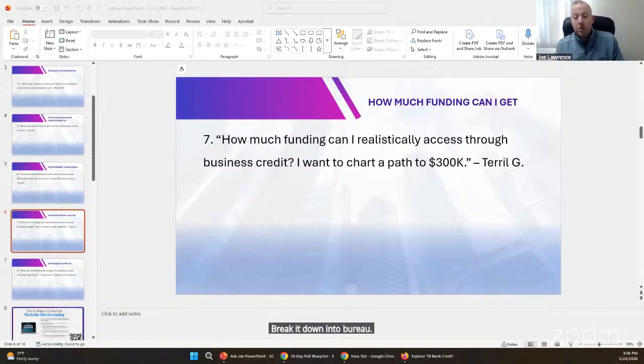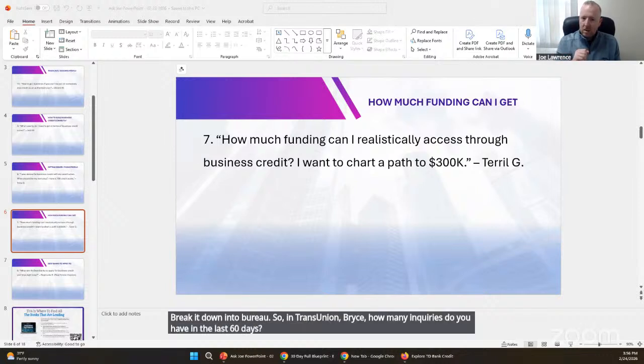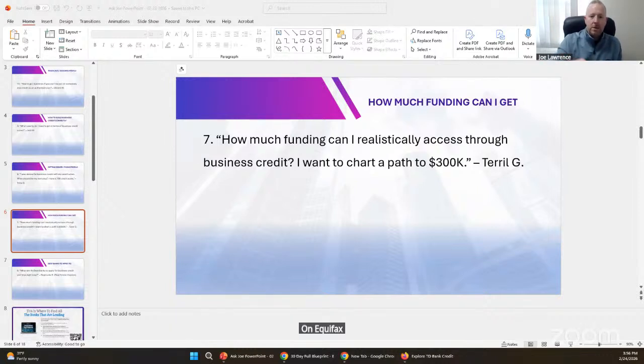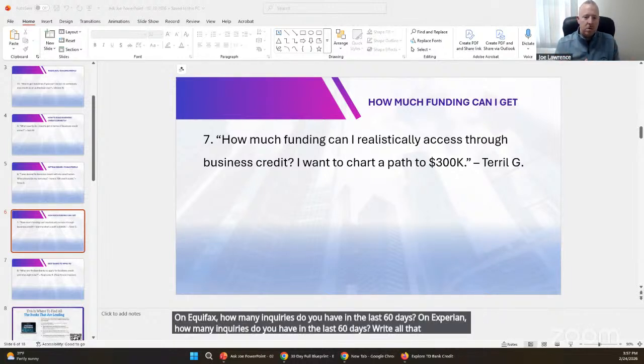So in TransUnion, how many inquiries do you have in the last 60 days? On Equifax, how many inquiries do you have in the last 60 days? On Experian, how many inquiries do you have in the last 60 days? Write all that down, because you might realize you have a lot of inquiries on Experian, but you don't have any on TransUnion.